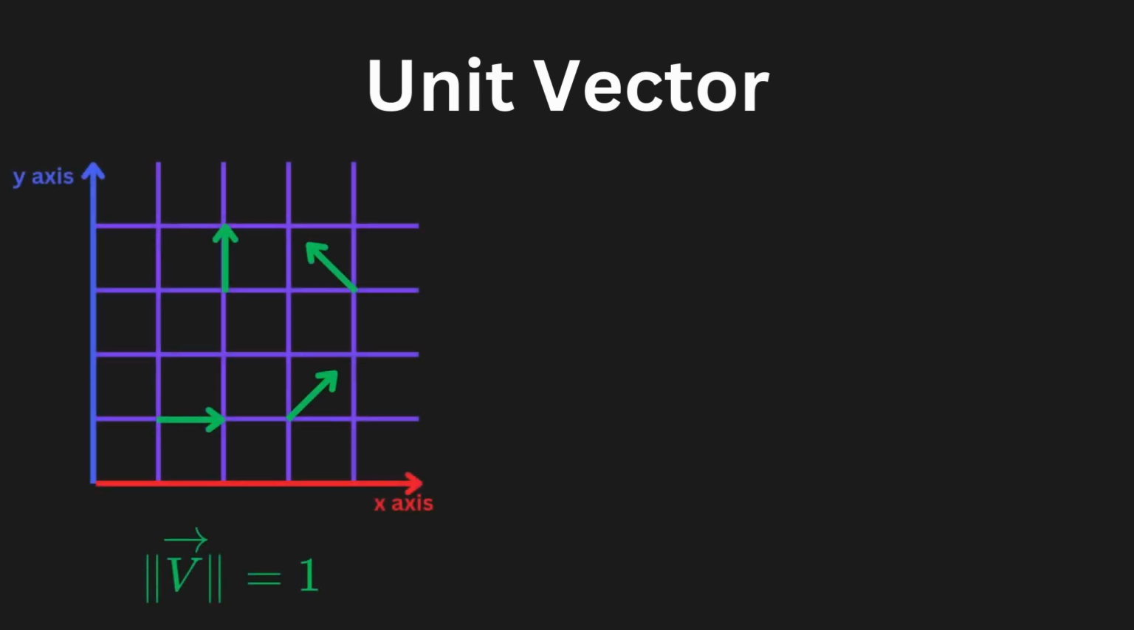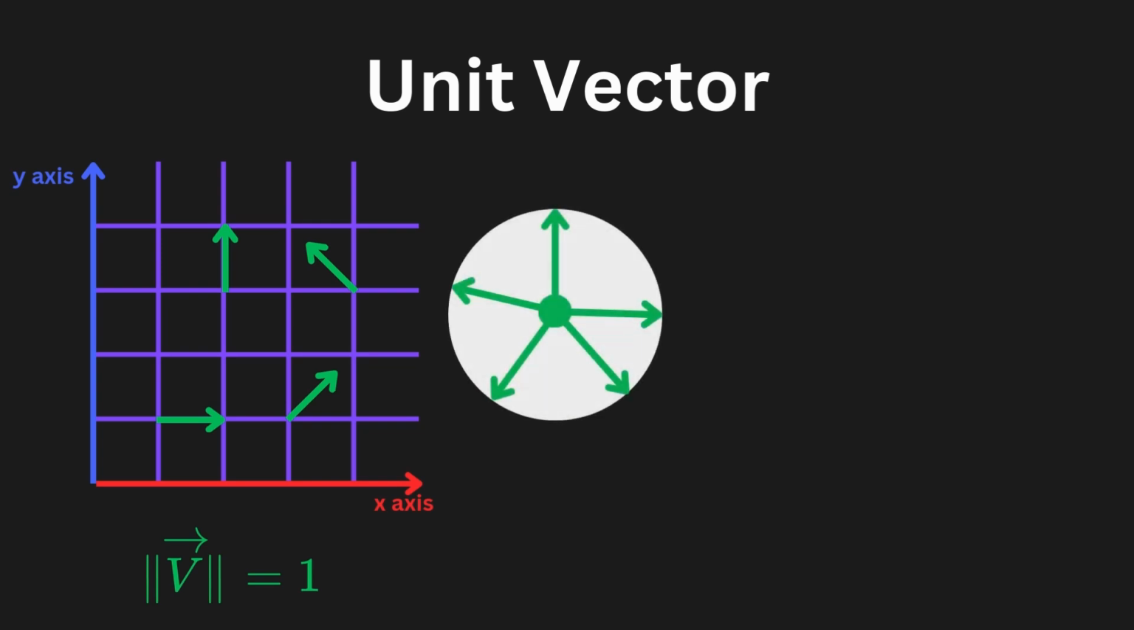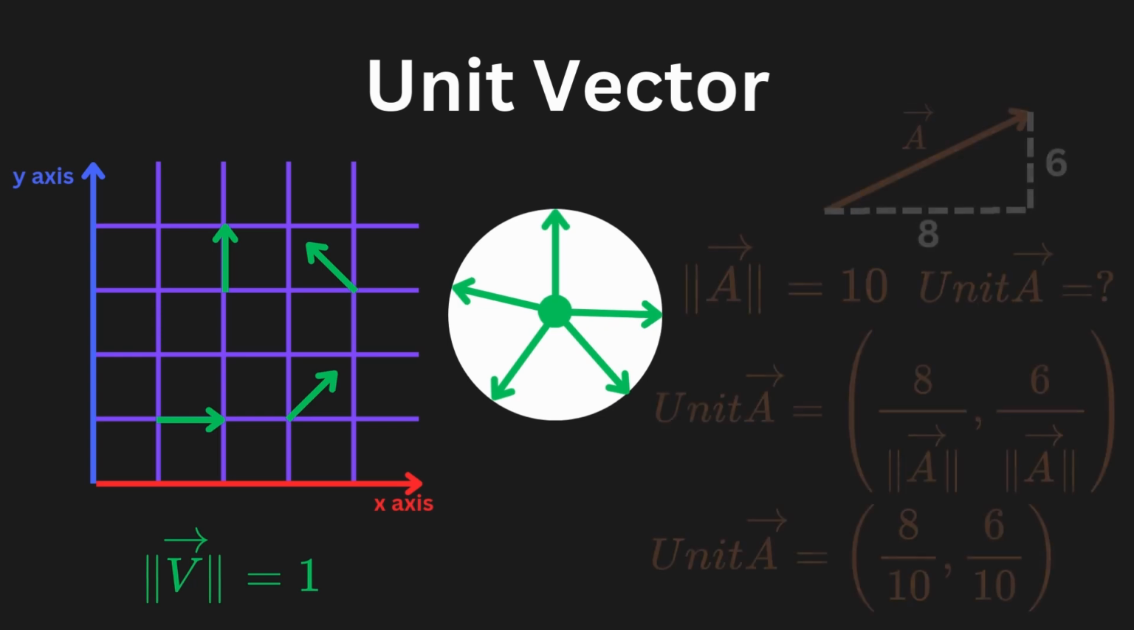Now it's time for the unit vectors. A unit vector is any vector in space of magnitude 1. It doesn't matter at which point the vector begins and what angle it has, as long as the magnitude is equal to 1. When we draw a circle with a radius of 1, we are able to draw infinitely many unit vectors that start at the center of the circle and end at its edge.